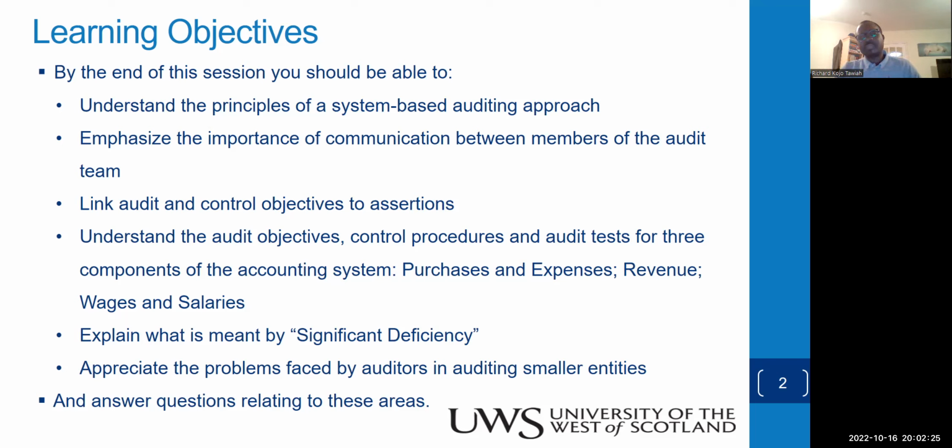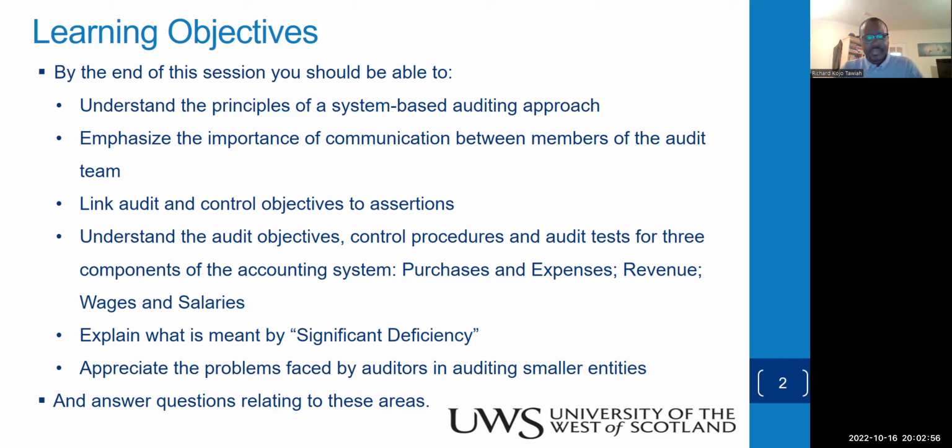So the main importance of communicating between audit members is to ensure that we get corroborative audit evidence to support our work. At the end of the day, bits and pieces of work which we are performing, we bring them together like a conglomerate to ensure that we have one full picture that will underpin the basis upon which we draw an audit conclusion. We want to also link audit and control objectives to assertions, to the management assertions.